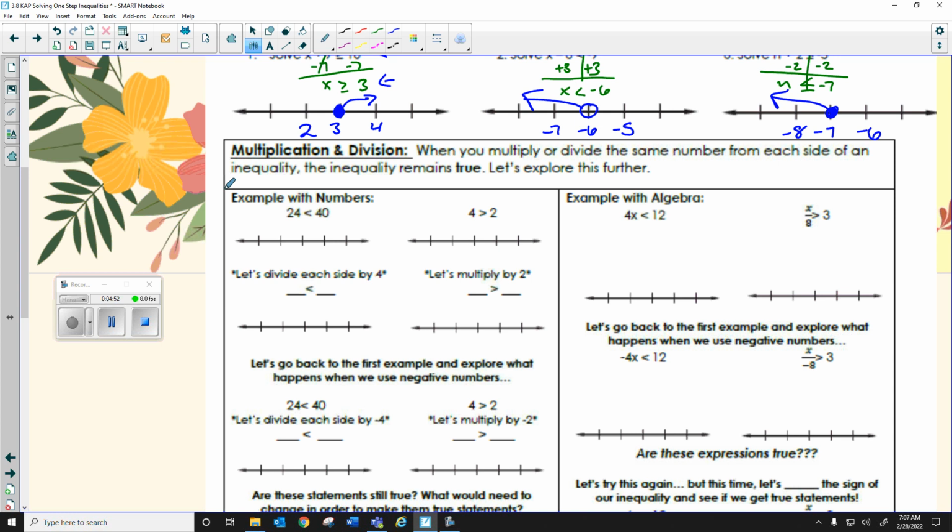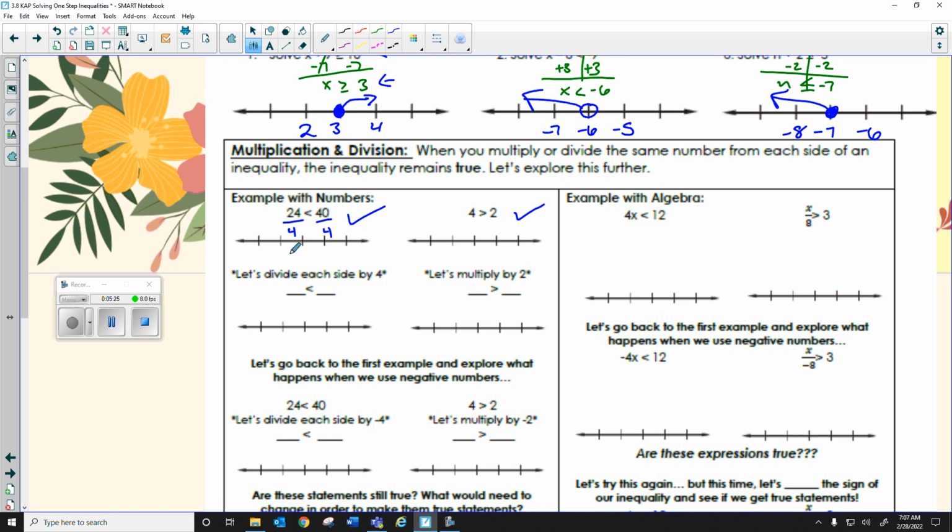If we start with a true inequality, if we multiply both sides by the same thing, will that inequality stay true? Okay, so do we agree that 24 is less than 40? I agree with that. I'm not going to bother graphing these because I think y'all are good with that. Is 4 greater than 2? Yes. It says let's divide each side by 4. I'm going to do the work up here in this space just because I didn't really use it. I'm going to divide both sides by 4. Again, I like to use the fraction bar because then the order of the division stays the same.